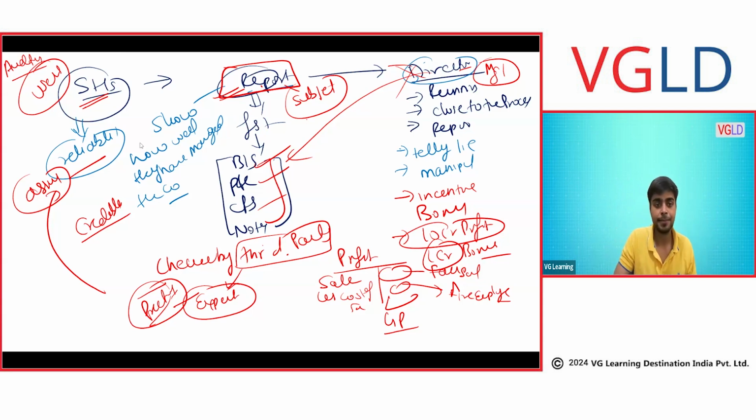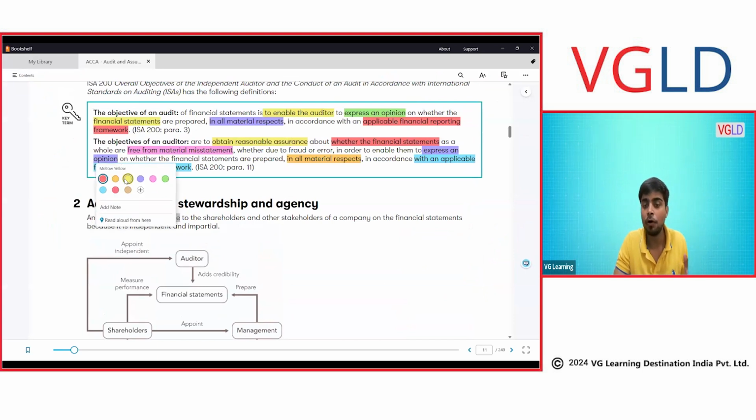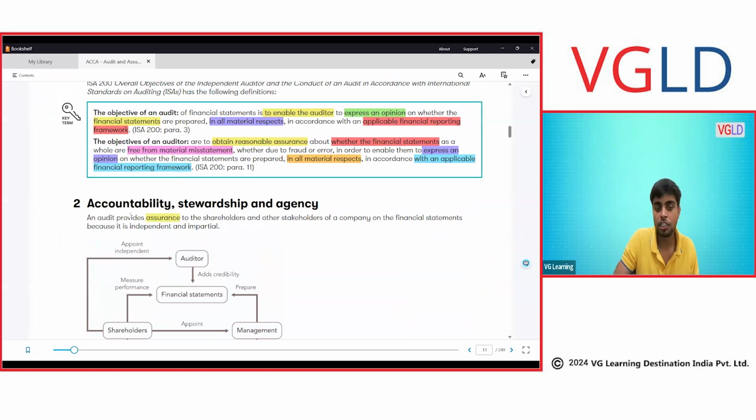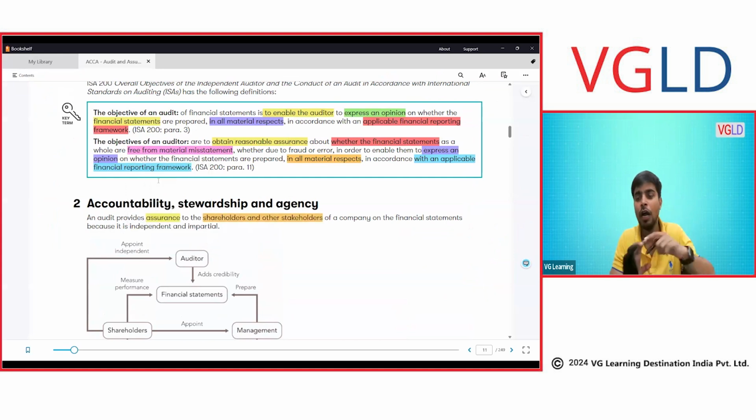So now read this. An audit provides assurance. Assurance means a credibility about the financial statements. An audit provides assurance to the shareholder and other stakeholders. What are the other stakeholders? We are just going to discuss. Just to give you a preview: employees, suppliers, customers, government, local authorities, or the local public.